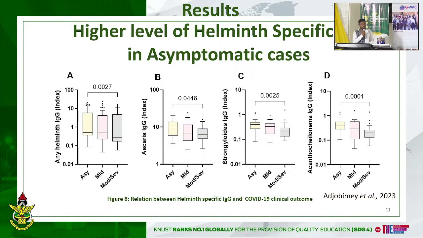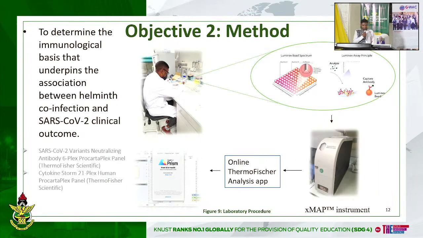Similarly, looking at the helminth-specific antibodies, we found that the asymptomatic individuals exhibited about 2 times more helminth-specific IgG compared to the moderate to severe individuals, meaning that exposure to helminth could actually be associated with asymptomatic disease outcome.